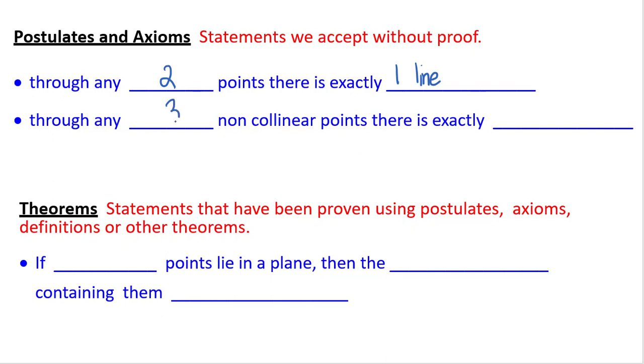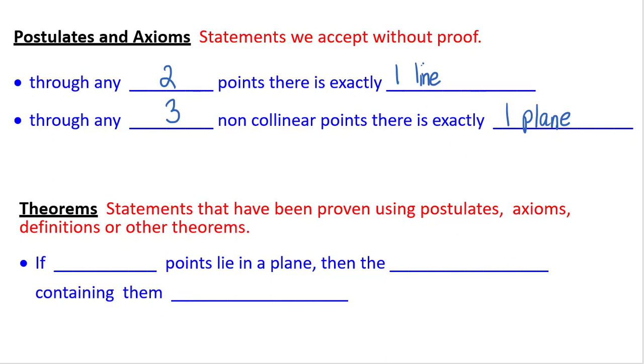Through any 3 non-collinear points, there is exactly one plane. And I talked a little bit about those. Now, theorems. Theorems are proven using these postulates, axioms, definitions, or already proven theorems. So we're using previously proven concepts or definitions or these axioms to prove theorems.